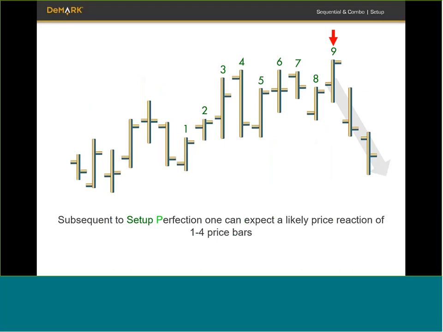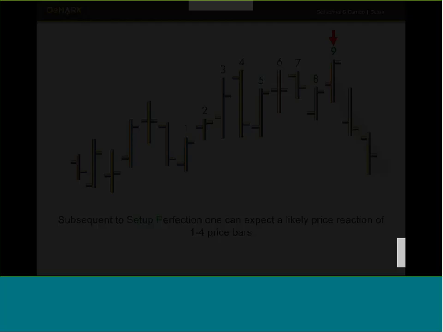And after that setup is perfected, we're expecting a short-term price reaction potentially in the next 1 to 4 bars. So you can think of this, we have the initial setup establishing the trend, the initial sort of thrust of the move, and when that's perfected at the end of the move, we look to see a short pullback or consolidation on the trend.